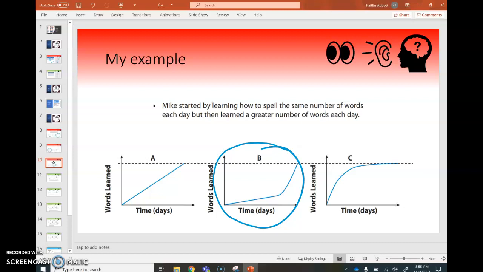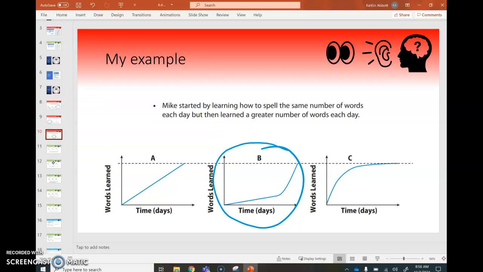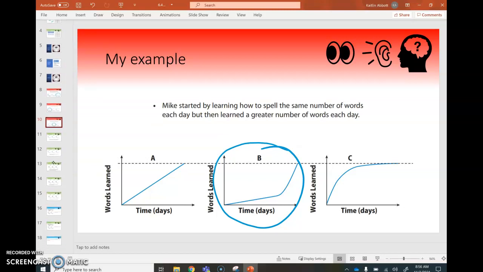Okay. Now for the rest of the slides, please read the description carefully and pick your answers. Circle the graph that you think fits the sentence.